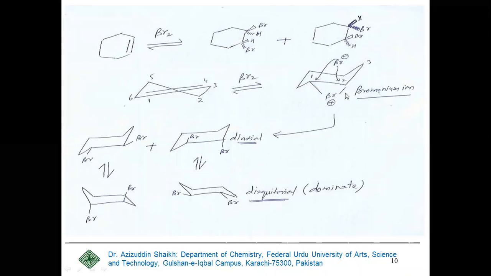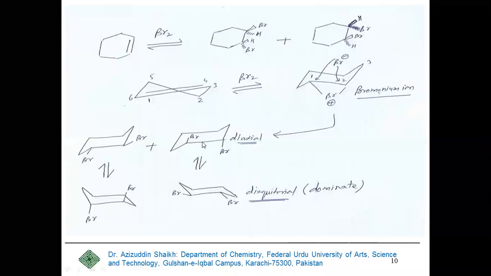Now this is the 1 position, 1, 2, 3, 4, 5, 6, and this is the 2 position. So this is a bromonium ion, and bromide attacks on this carbon and this carbon. So what is the difference between the two attacks? The one is the anti-product, meaning the diaxial.